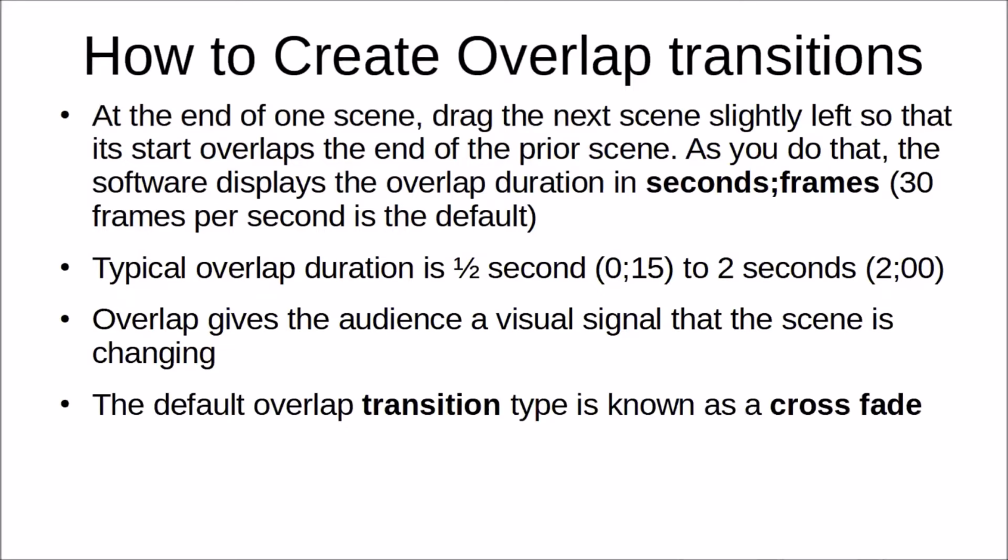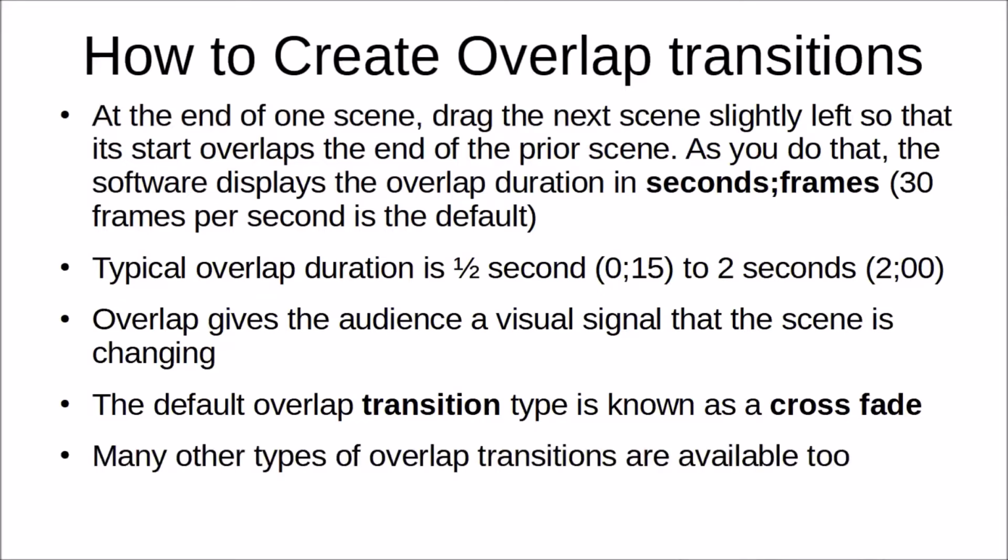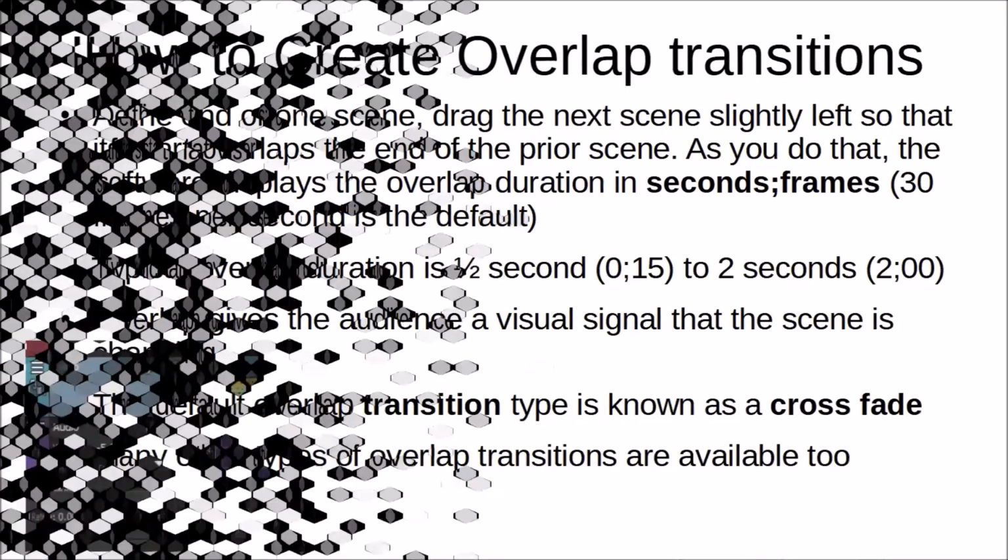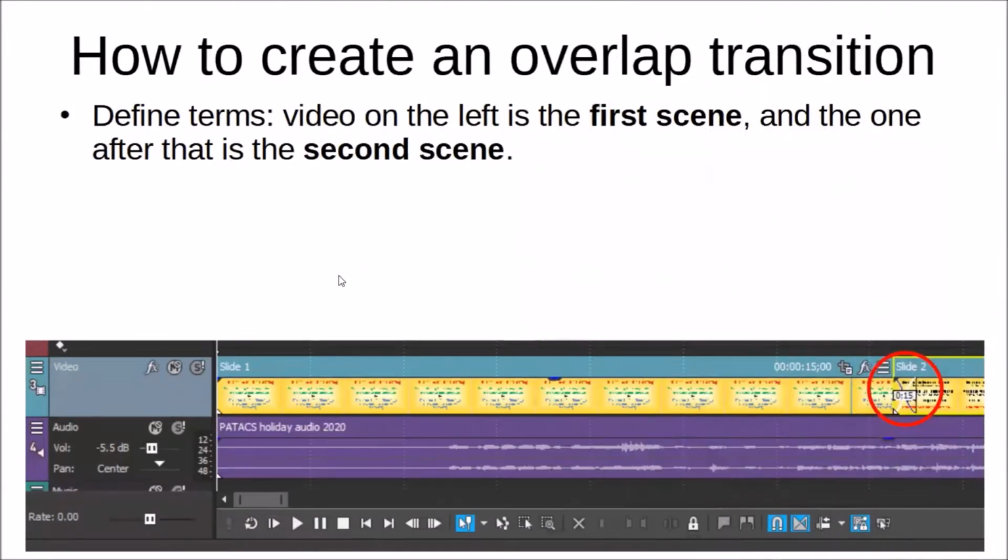And as I mentioned before, when you do overlap scenes or audio, the default transition type is called a crossfade. But there are many other types of overlaps made available by your video editor package. We're going to take a look at that. Video on the left is the first scene. The video on the right is the second scene.